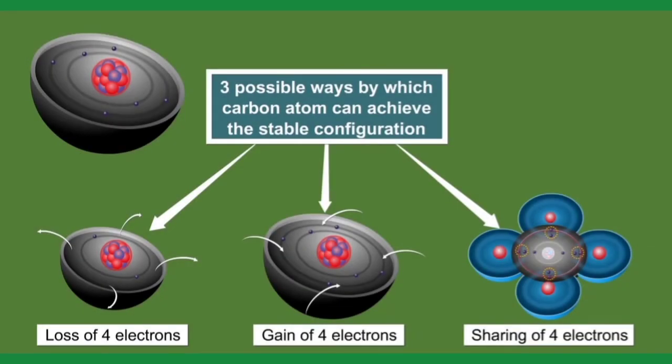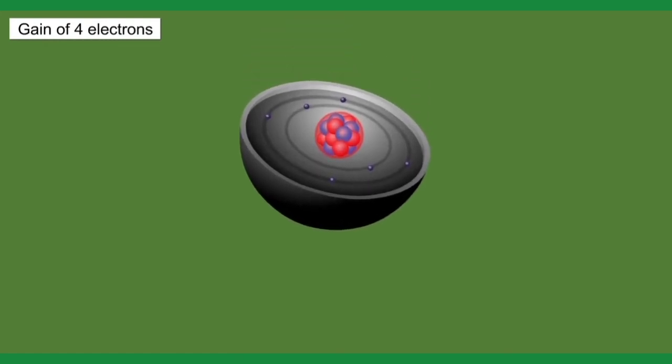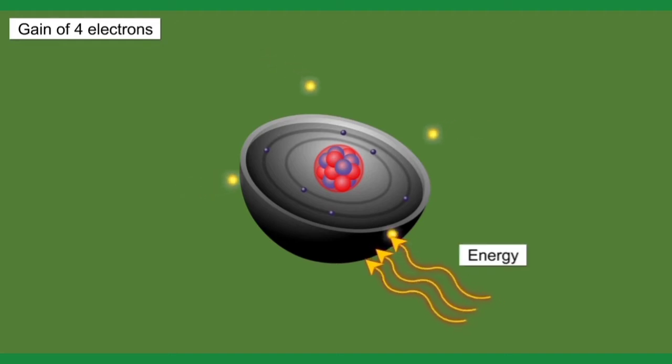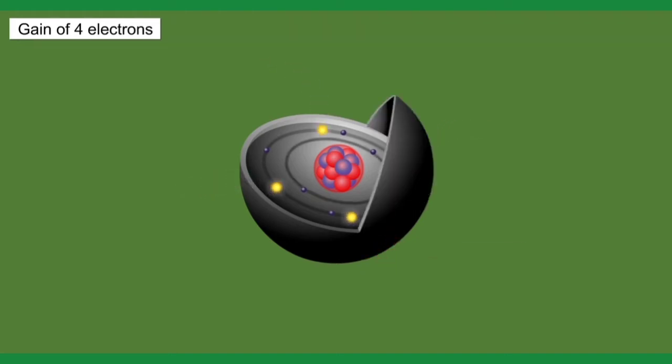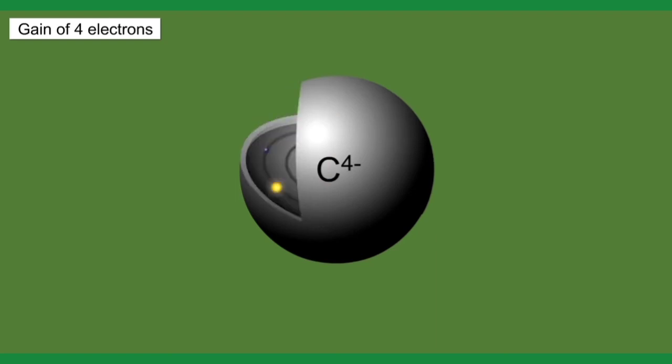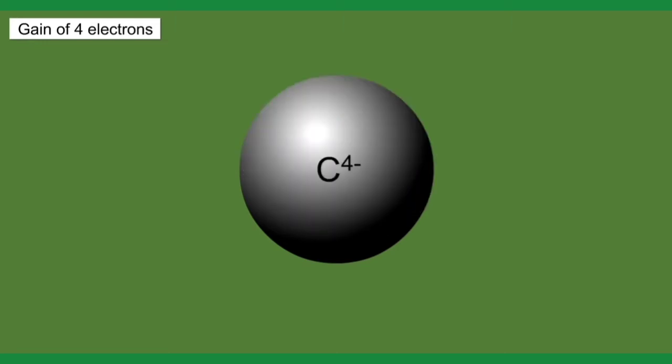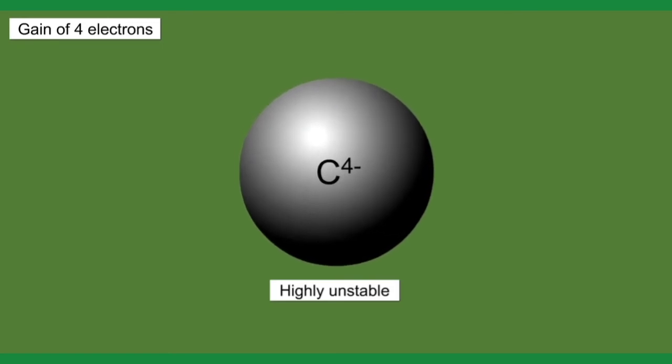Now move to the next possibility, that is the gain of 4 electrons. Again, forcing 4 electrons into the valence shell of the carbon atom requires a lot of energy. Further, this will result in the formation of an anion with 6 protons and 10 electrons. It will be very difficult for 6 protons to hold 10 electrons, making the anion very unstable. Therefore, the gain of electrons would also not be favored.